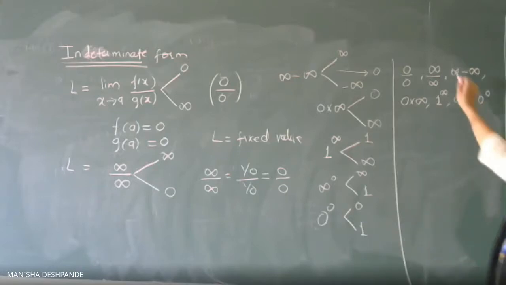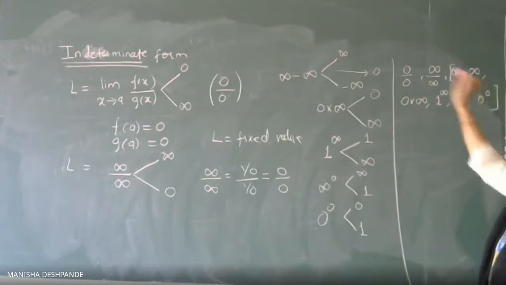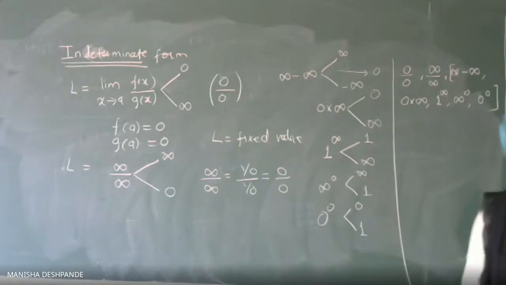But the remaining 5 should be converted to either 0 by 0 or infinity by infinity, and then only can we apply the L'Hospital rule.